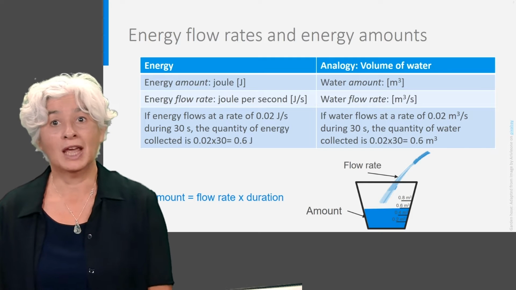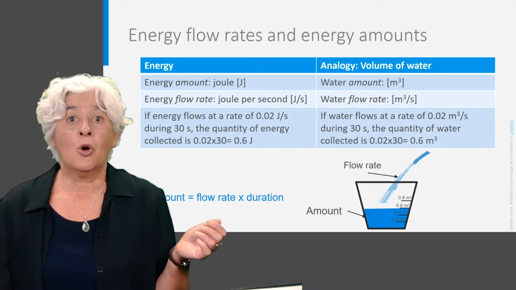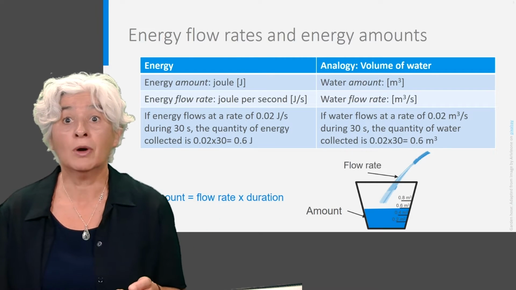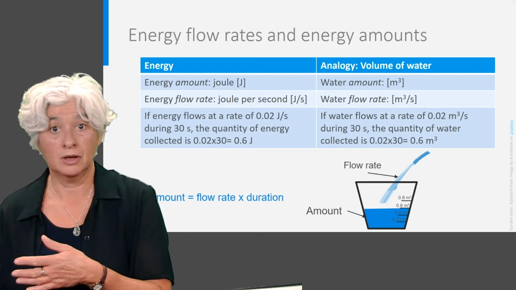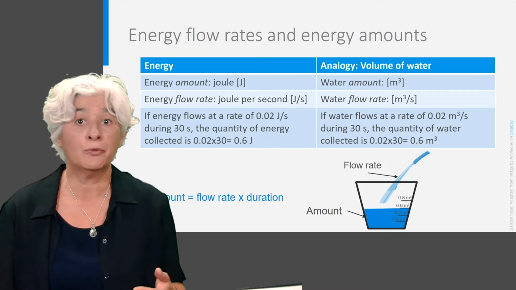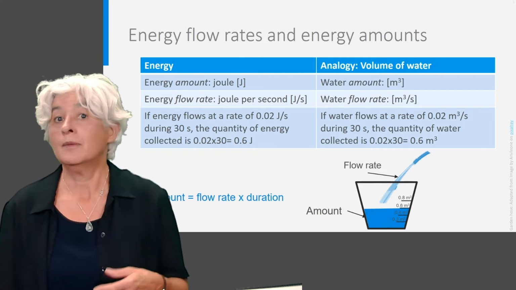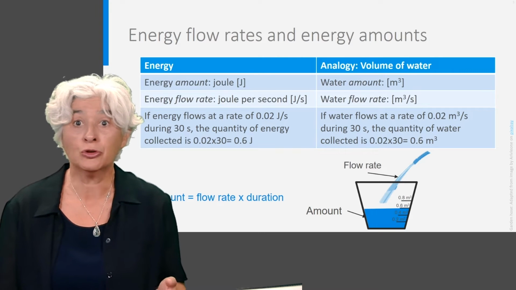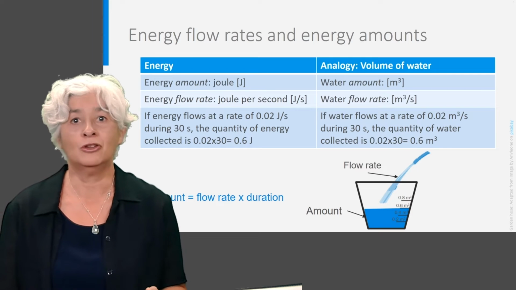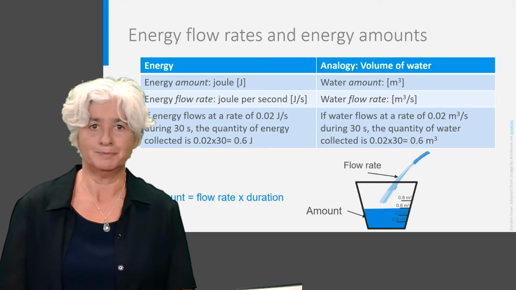The right part of the table is about water, the left one about energy. What comes from a tap or a garden hose is a flow rate, a certain quantity of water per second. With this flow rate, you can fill a bucket with a certain amount of water. If you want 600 liter, 0.6 cubic meter, and the flow rate is 0.02 cubic meter per second, then you need 30 seconds to fill the bucket up to this 0.6 cubic meter. By the way, that is a rather big bucket.